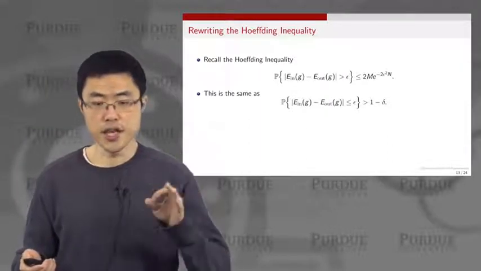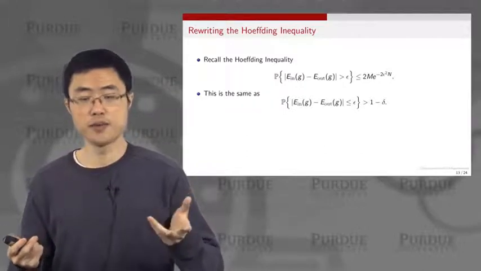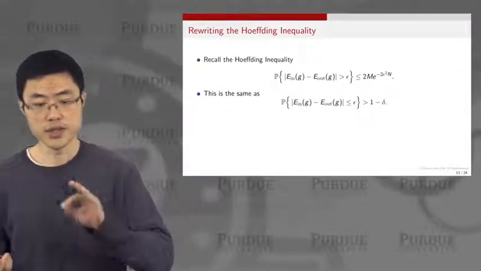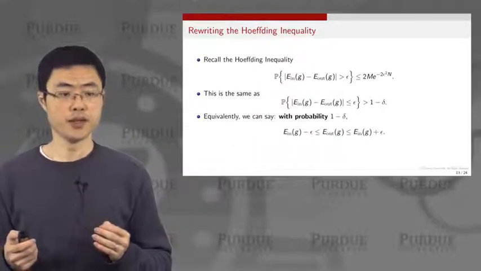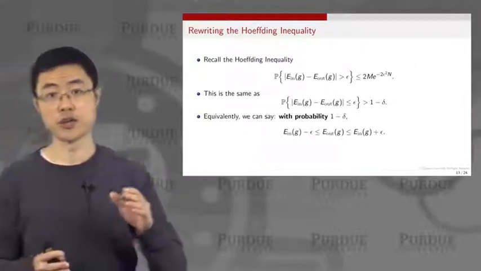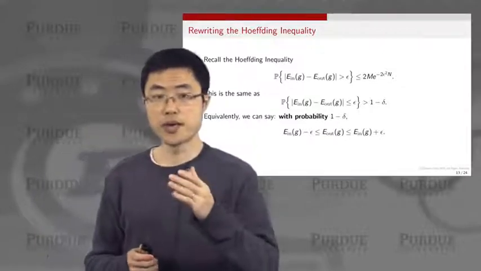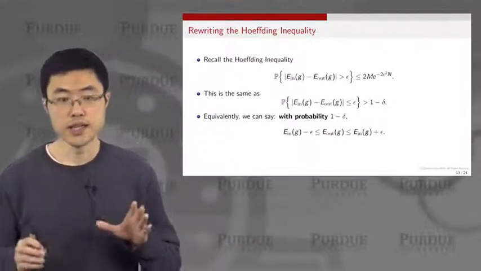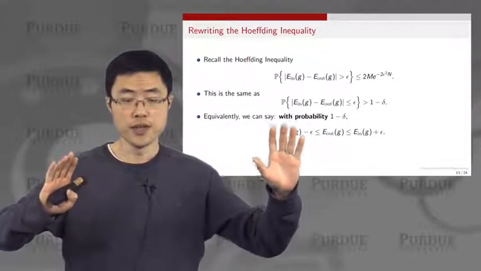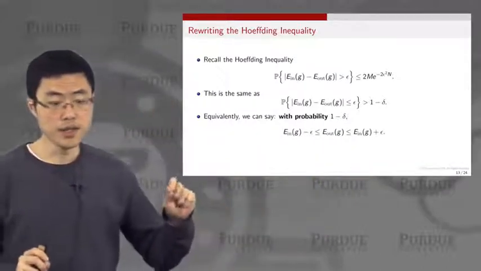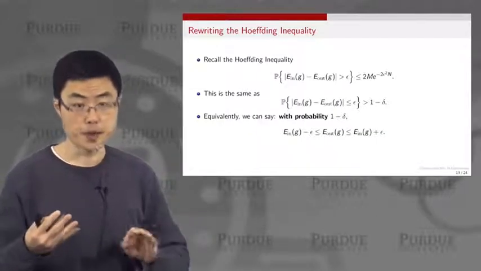So this is the same as if I'm just taking the complement, and I write that the probability of the in-sample error compared to the out-of-sample error being close is at least the confidence level that I'm looking at here. It would be 1 minus delta. Now, equivalently, what we can say is the following. We can say that with probability 1 minus delta, this out-of-sample error E out of g is upper bounded and lower bounded by 2 terms. Okay, so you have the lower bound, which is E in of g minus epsilon, and then the upper bound will be E in of g plus epsilon.